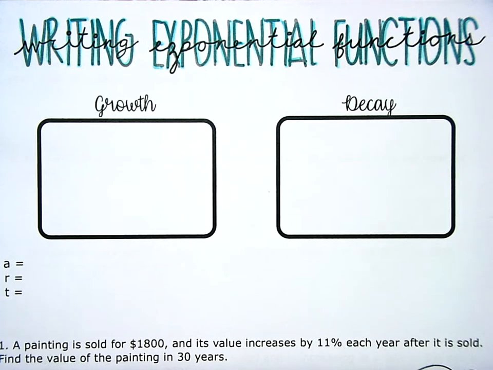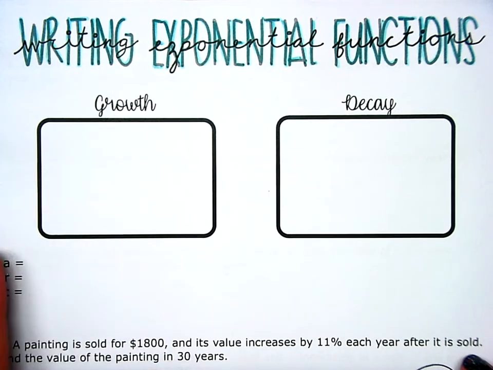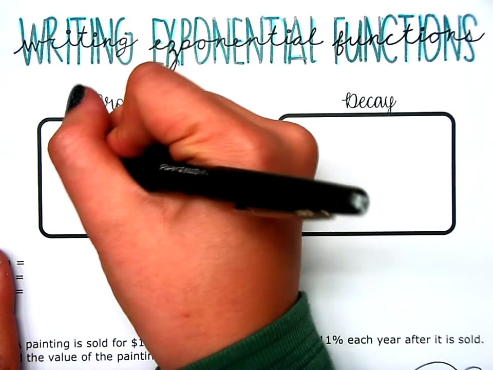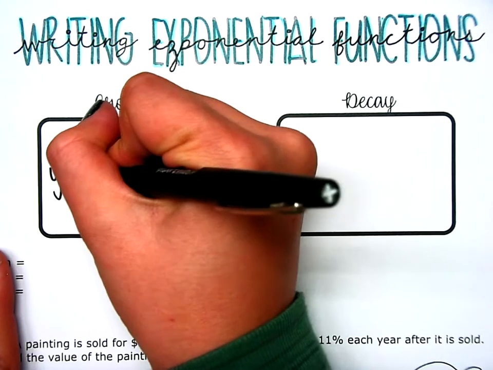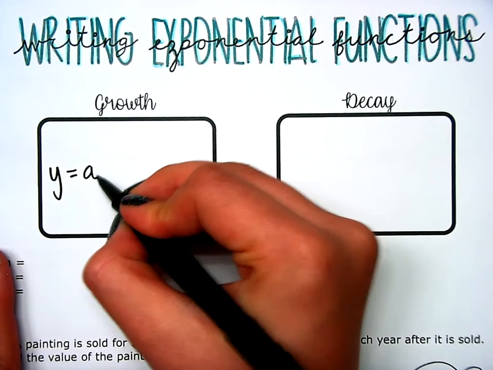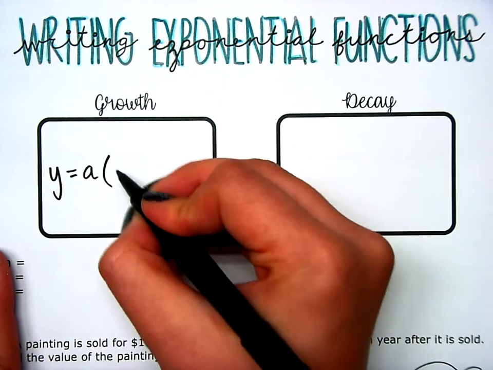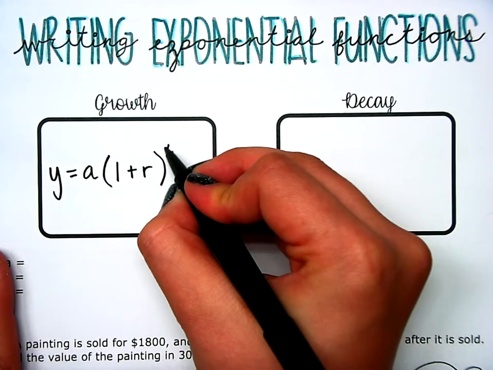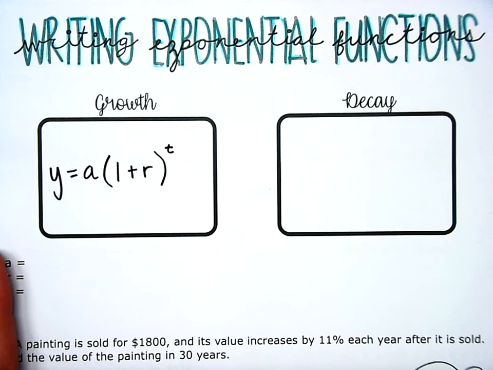Okay, so the first thing we want to do is write our formulas that we're going to use in order to calculate the growth or decay of these situations. The first one we have is our growth formula. We'll write these out and then we'll talk about what each piece means. So for this one, we're going to say y equals a times, and then we're going to have 1 plus r raised to the t power.